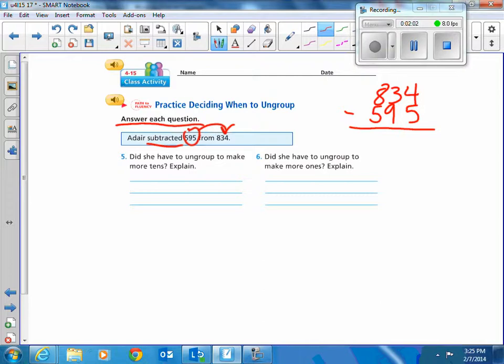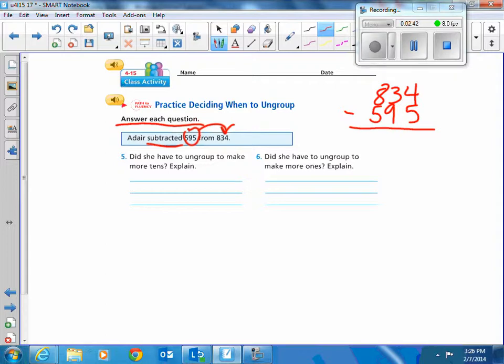You may not see a problem exactly like the ones we're doing, but how can you organize the information in your head to help you answer the questions, to make sure that you know what you're doing in the process? Now, number 5 says, did she have to ungroup to make more tens? Explain. Well, it doesn't tell me to solve the problem, does it? No. But by solving the problem, it will help me answer the question to number 5. So that's what I'm going to do. Even though it didn't tell me to solve the problem, I have written the problem out, and now I'm going to solve the problem to help me think about the process of it, right?